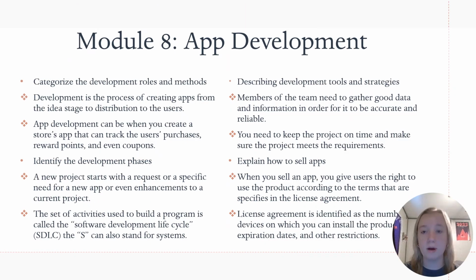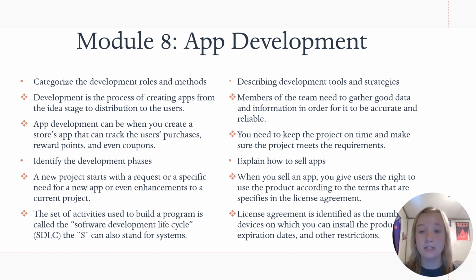First, let's start talking about Module 8, App Development, categorizing the development roles and methods. Development is the process of creating apps from the idea stage to distribution to the users. App development can be when you create a store's app that can track the user's purchases, reward points, and even coupons. Identifying the development phases, a new project starts with a request or a specific need for a new app or even enhancements to a current project.